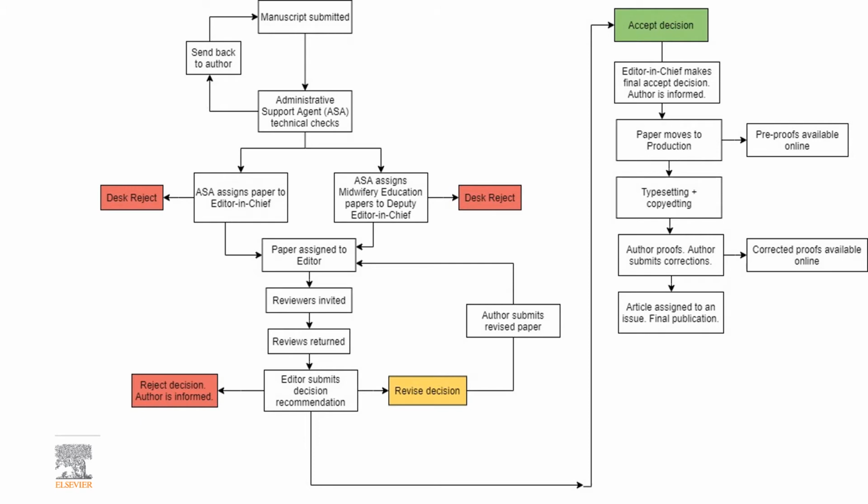Don't try to memorize this diagram. It's here to represent the flow of manuscripts from submission through to either rejection or acceptance. I'll point out some of the stages in the process.